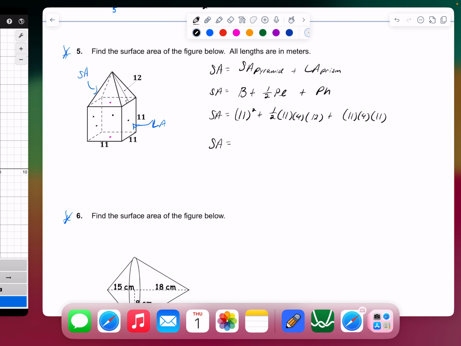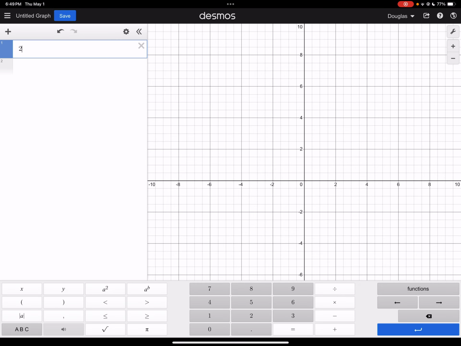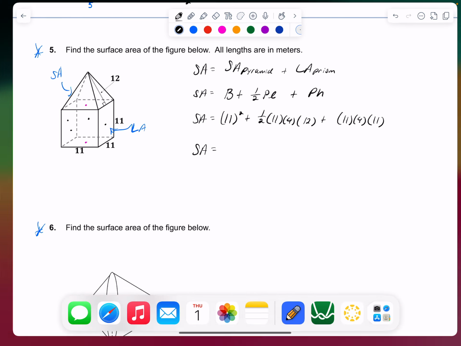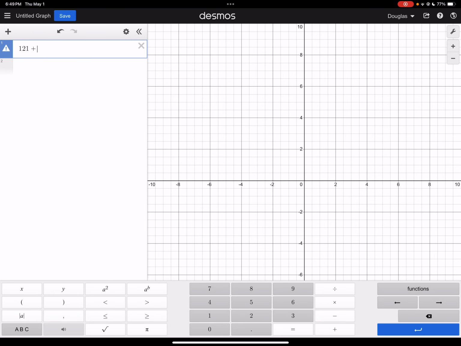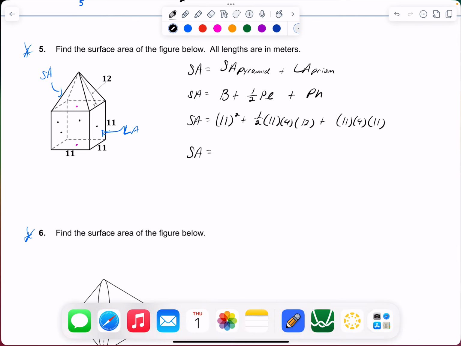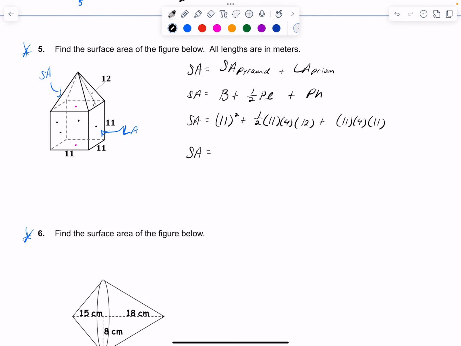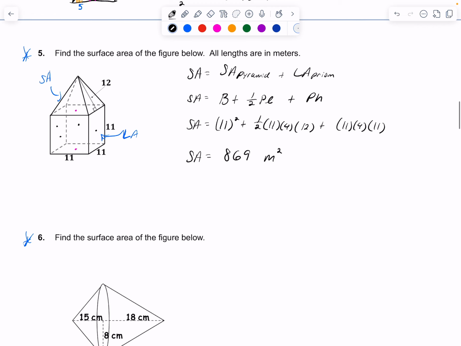So I'm going to go ahead and use my calculator. So I've got 121 plus, and then I've got here, let's see, half of 11 times 4 times 12. So 0.5 times 11 times 4 times 12. And then plus my last one here is 11 times 11 times 4. So 11 squared times 4. All right, so that's going to give us a total surface area of 869 square meters. 869 square meters. Okay, so that is how you find the surface area for this figure.